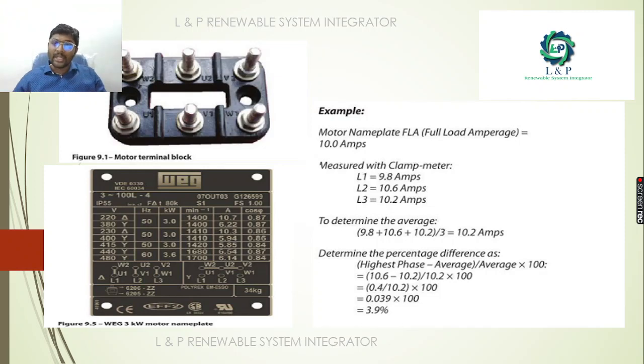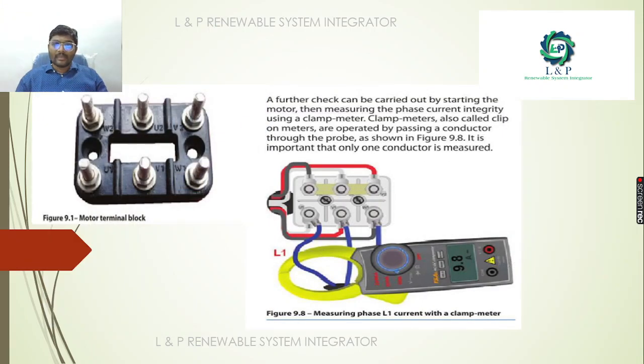After noting down the nameplate details, first try to measure with the clamp meter. Using the clamp meter, measure the current in each line so that you will get an average. In order to determine the percentage difference, take the highest phase minus the average, divided by the average, multiplied by 100, so that you can sort out the difference. Next is how to measure the L1 current with a clamp meter. This is line 1. Using a clamp meter we are measuring the current in that single phase line.